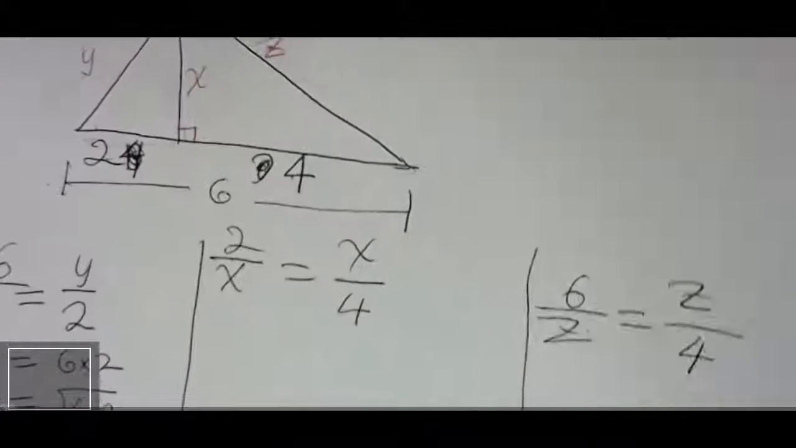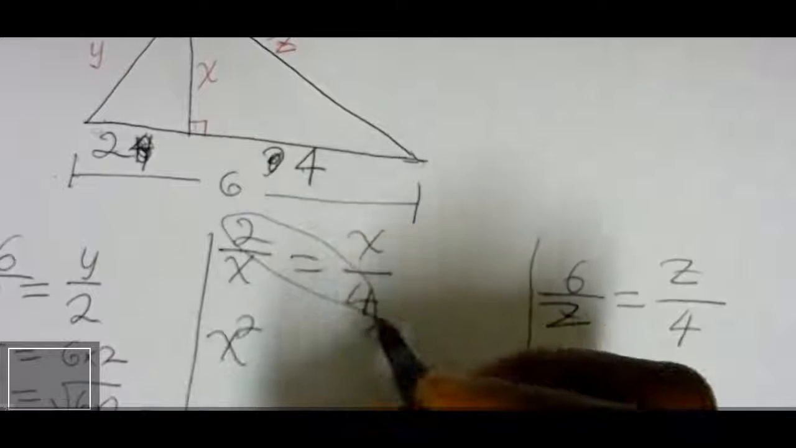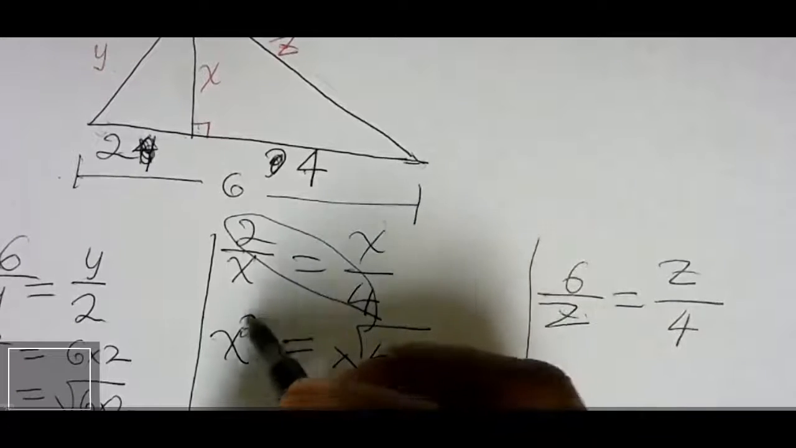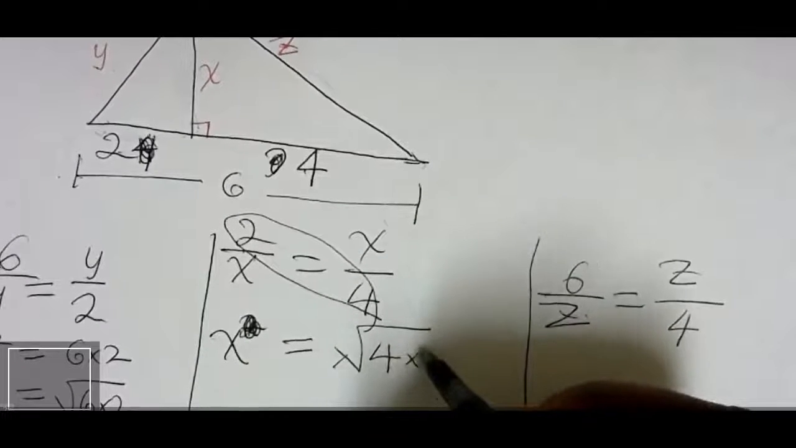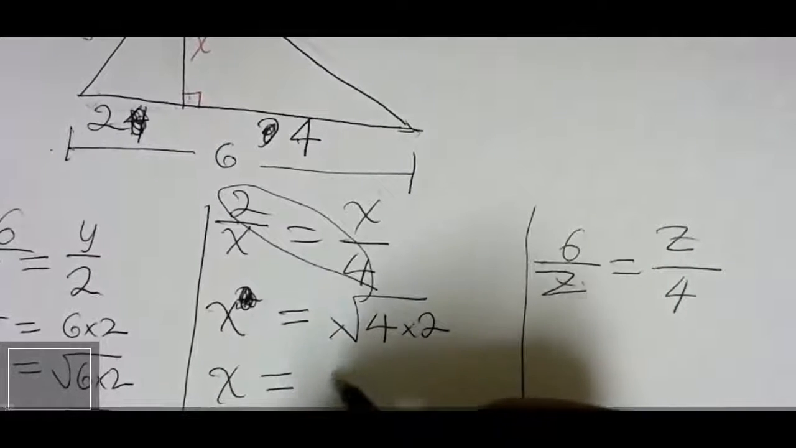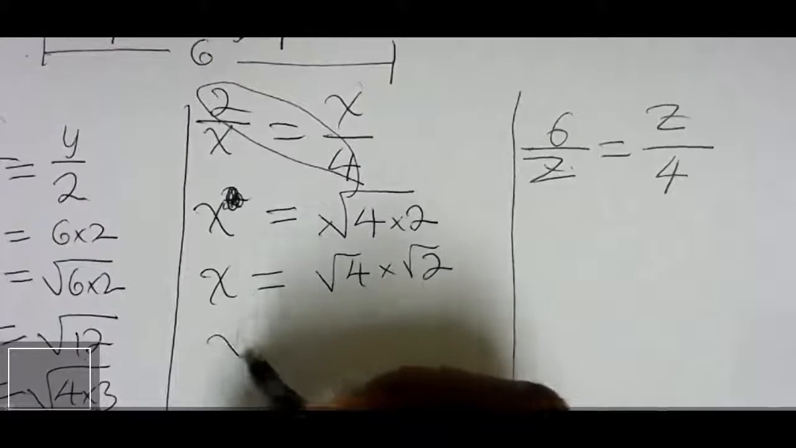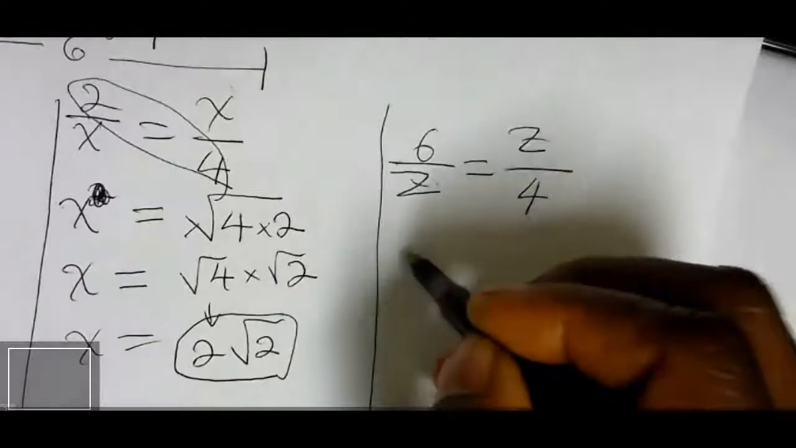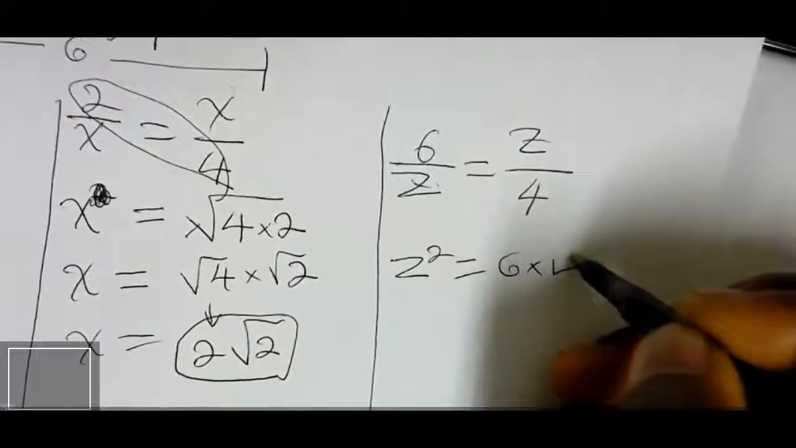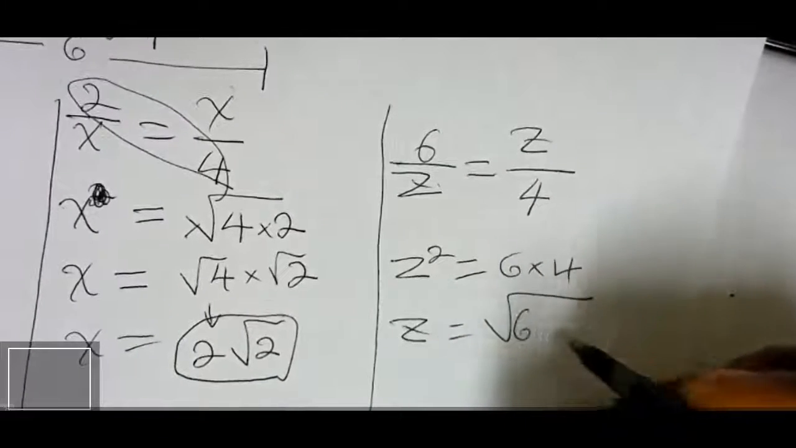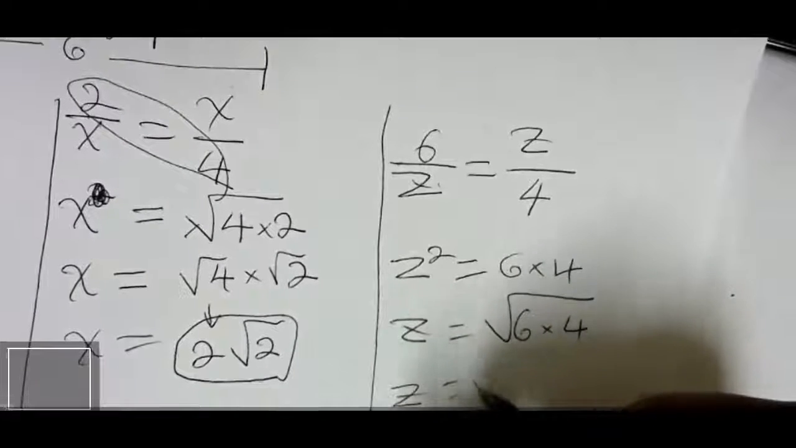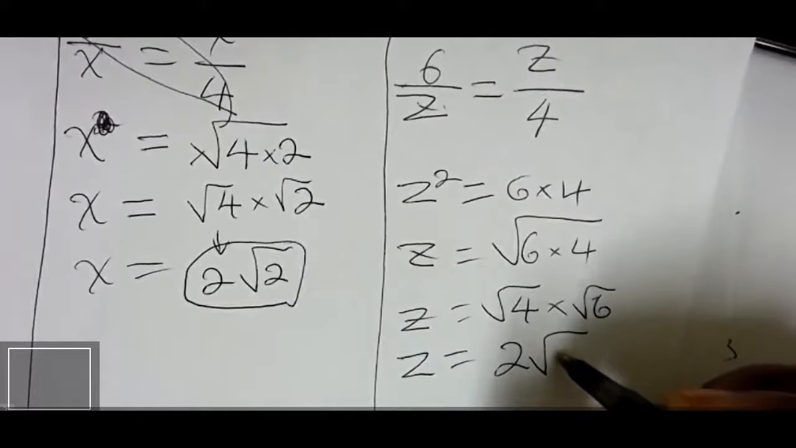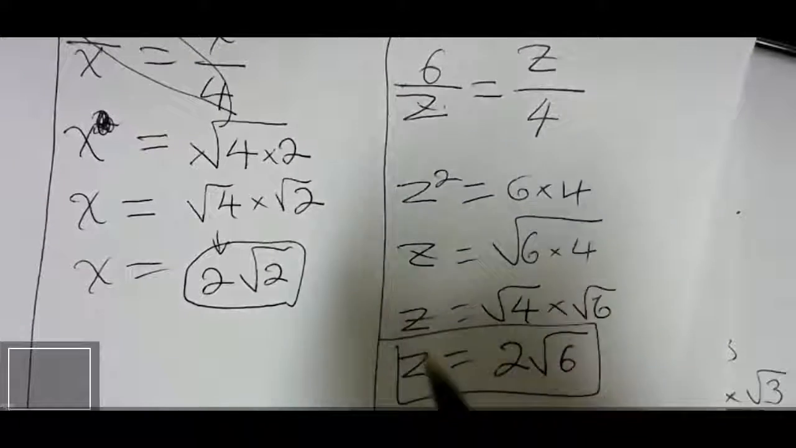Okay, and then we look at x. Again, x times x is x squared, which is equal to 4 times 2. So x is the square root of 4 times the square root of 2. The square root of 4 is 2, so x is 2 square root of 2. Down to z, z squared is equal to 6 times 4, and we take the square root of both sides. So we have the square root of 4 times the square root of 6, and the square root of 4 is 2, so 2 square root of 6. There's no perfect square that can go into 6. And that's it.